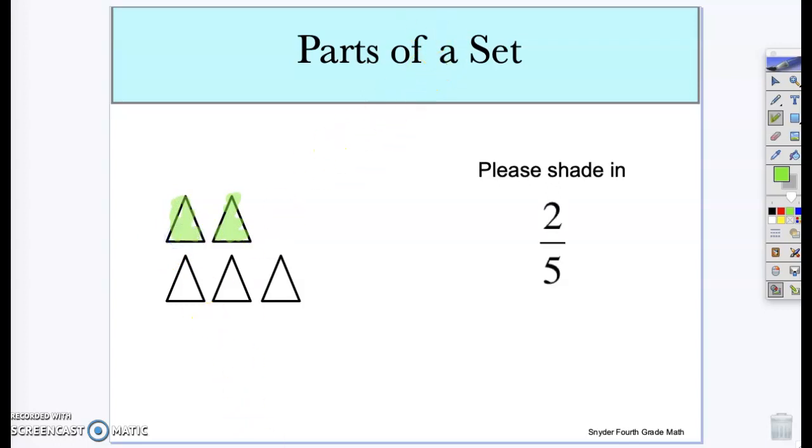Okay, that is our lesson for the day, and I know it was a quick and short one. I have a worksheet on Google Classroom for you guys to work on to practice this. It has 2 pages. One is parts of a region and one is parts of a set.